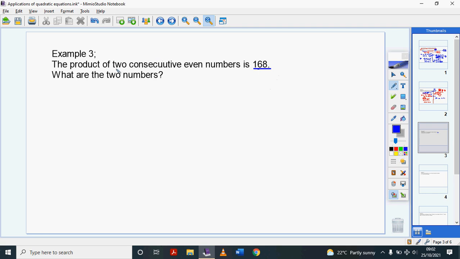So this one says the product of two consecutive even numbers is 168. Same process. Let one number be x, right? If one number is x, the other one is going to be x plus 2, because just like odd numbers, even numbers are also separated by 2, because you have 0, 2, 4, 6, 8, 10, like that.